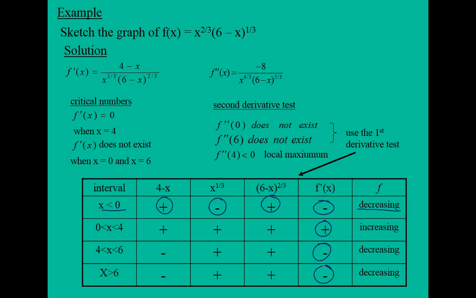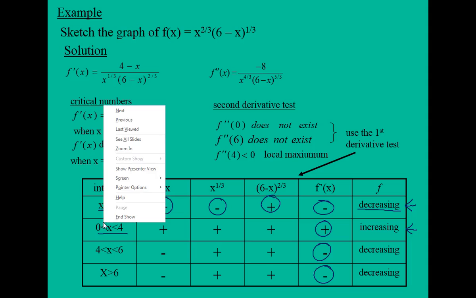And now we can go back up and look at this interval here and here. We are decreasing, and then we change to increasing. So now we can determine what's going on with the graph as far as local maximums and local minimums.